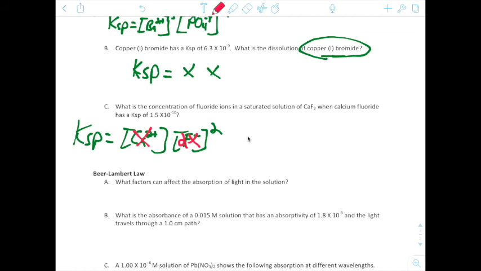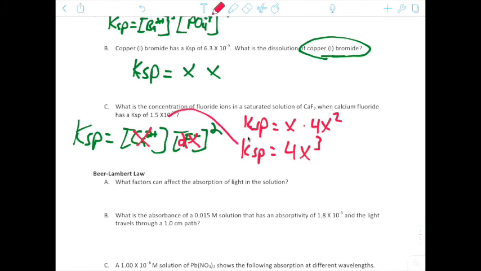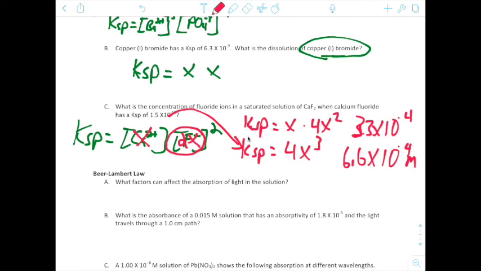Now this can get a little confusing, but 2X squared is going to be 4X squared. So what we get is KSP equaling X times 4X squared, which will give us KSP equaling 4X cubed. Now we're going to plug in this KSP value here and solve for X. We do that by dividing both sides by 4 and taking the cube root, and we get an X value of 3.3 times 10 to the -4th. Now, since that is X, when we're looking for the fluorine ion, remember that that concentration is not X, it's 2X, so our answer is going to be 6.6 times 10 to the -4th molar concentration of fluorine ions.